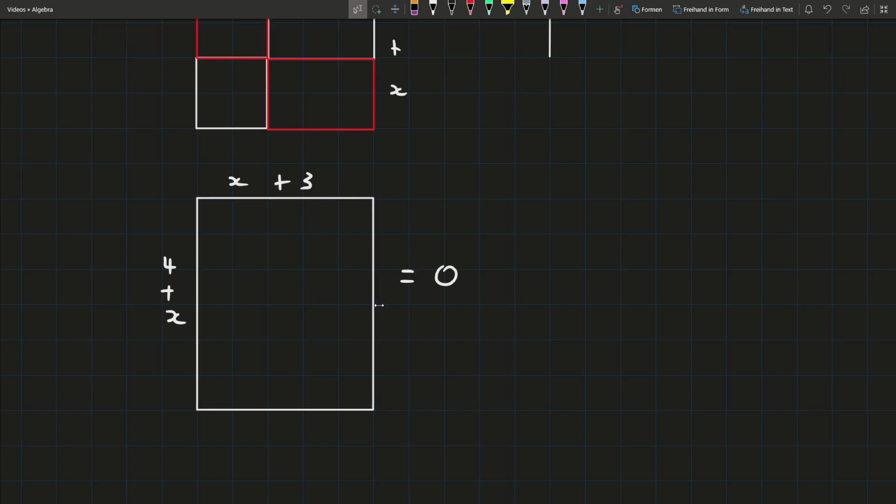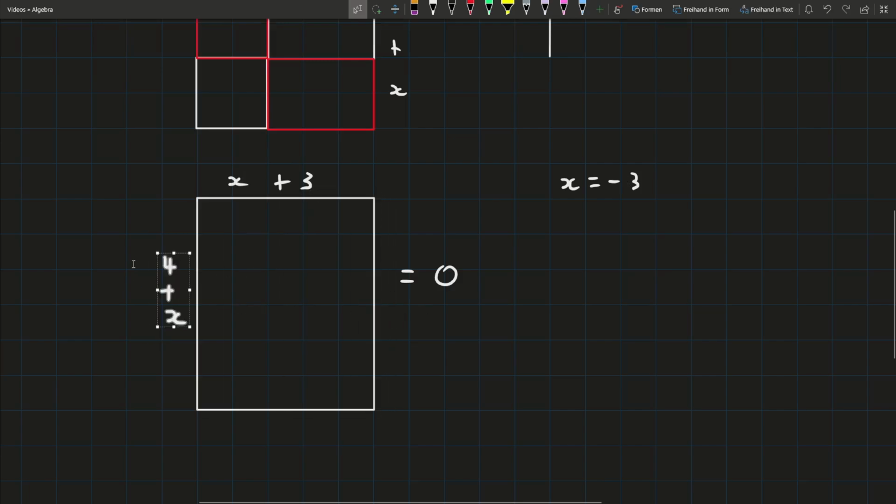So how can we make this side 0? Well, it's some number plus 3, and we want it to be 0. So what number do we have to add to 3 to get 0? Well, that's right, 3 minus 3, sorry. So if we made x minus 3, then that means that this side of the rectangle will be equal to 0, which means it has an area of 0.